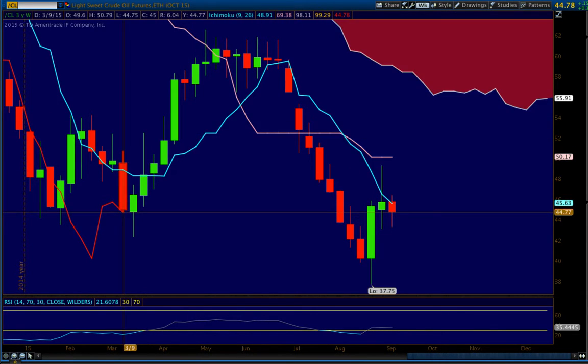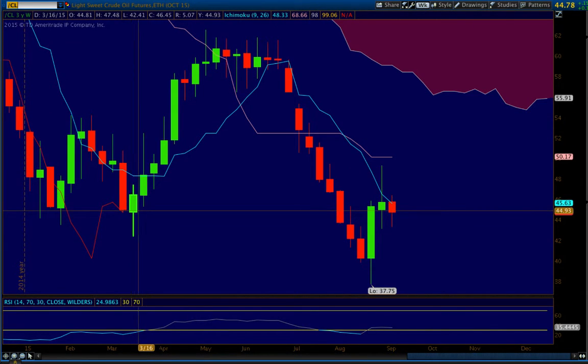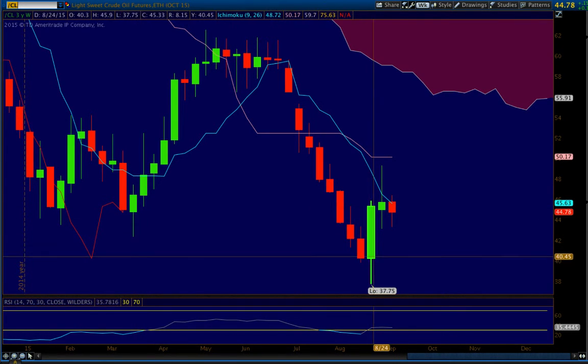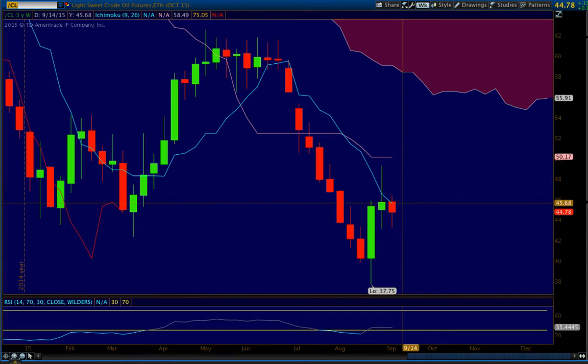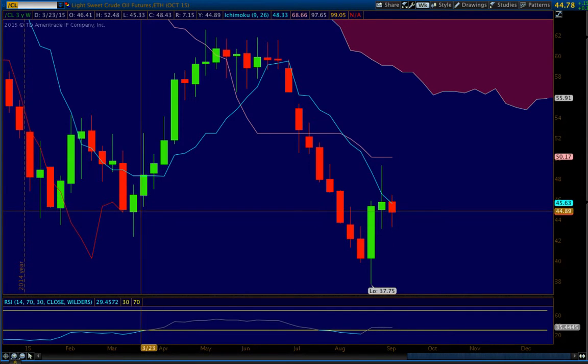So if it can't get through this week's candle and remains under it, perhaps having some sideways type action, then it's possible that it could move up next week. So keep that in mind as well.